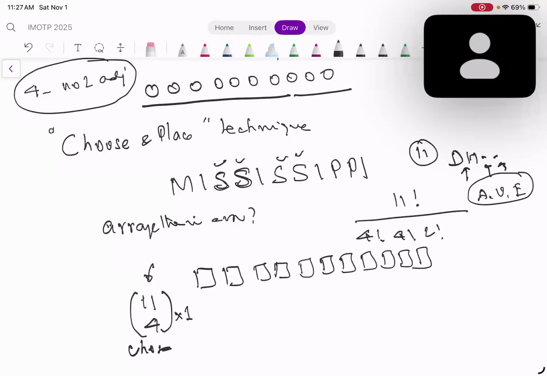And how many places are left now? 7 places, out of which I have to choose 4 for I. So how many ways can I choose? 7 choose 4. How many ways can I place them? 1 way. Yes, sir. Now how many places are remaining? We have 3 places, out of which I have to choose 2 for P. So I can choose in 3 C 2 ways. How many ways can I place them? 1. There's only 1 place remaining for M, it's done.